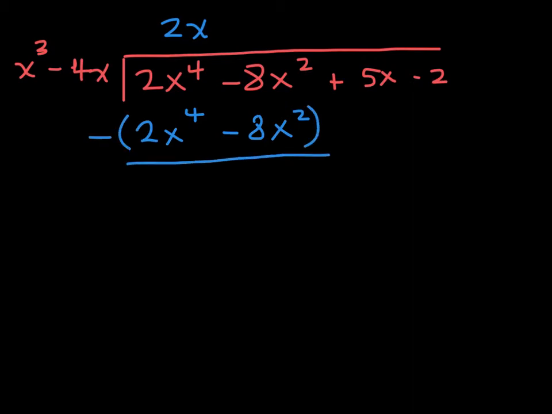And notice that this gives you 0. So I'll go ahead and bring down the next terms in my dividend, which is 5x minus 2. We are done dividing here because this here is degree 1 and your divisor is degree 3. Whenever your remainder is of lesser degree than your divisor, you are done. Degree 1, degree 3. So what we just determined is that this expression that they gave us can be rewritten with this quotient and this remainder. Okay?